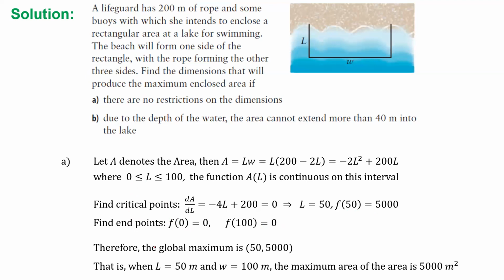Therefore, we know the global maximum. If we compare these three values, 5,000 is the greatest, right? Therefore, we know the global maximum is 5,000, which means when L equals 50 meters and W equals 100 meters, the maximum area is 5,000 square meters. Any questions?